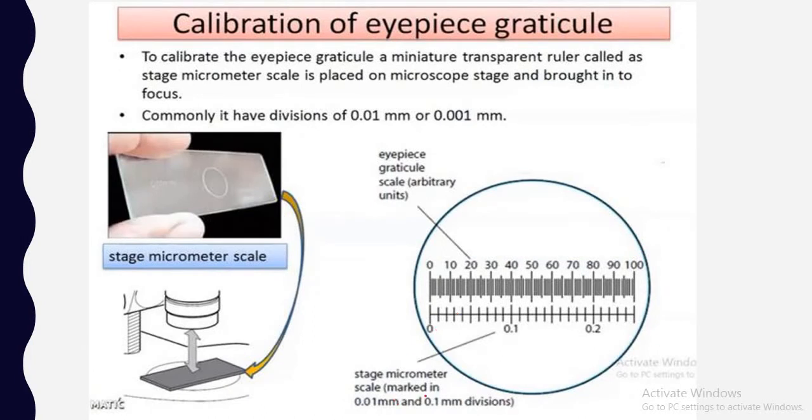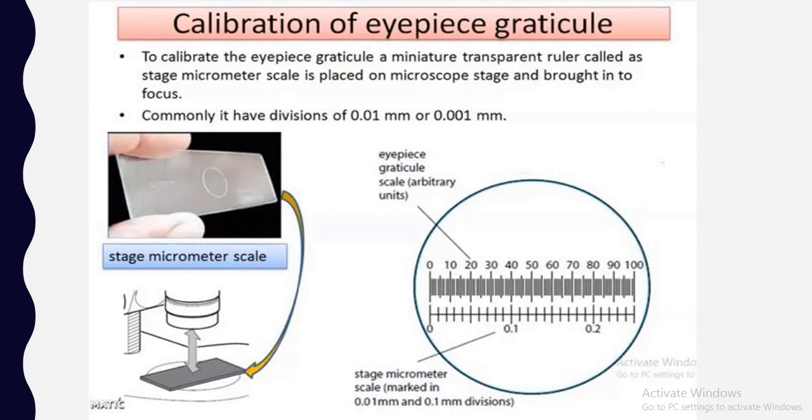Your stage micrometer scale is generally marked in 0.01 millimeters and 0.1 mm divisions, which will be provided to you. Now what you will do is superimpose both of these. That's what calibration is. You superimpose this 0 with this one. This is the eyepiece graticule scale and this is the stage micrometer scale.